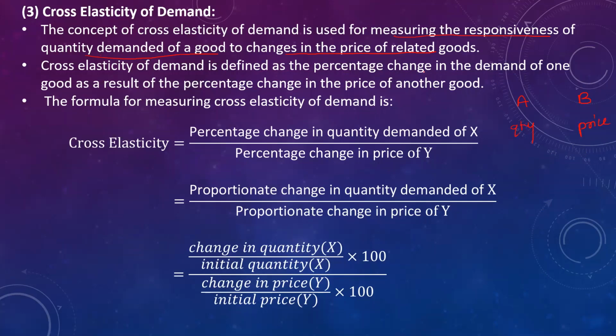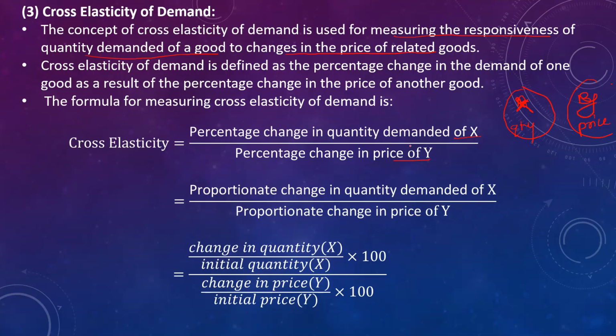It is defined as the percentage change in the demand of one good as the result of percent change in the price of another good. So due to change in price of B, what is the change in quantity demanded of A? That is studied through the cross elasticity. The formula is percent change in quantity demanded of X divided by percent change in the price of Y. Here the two commodities are X and Y.